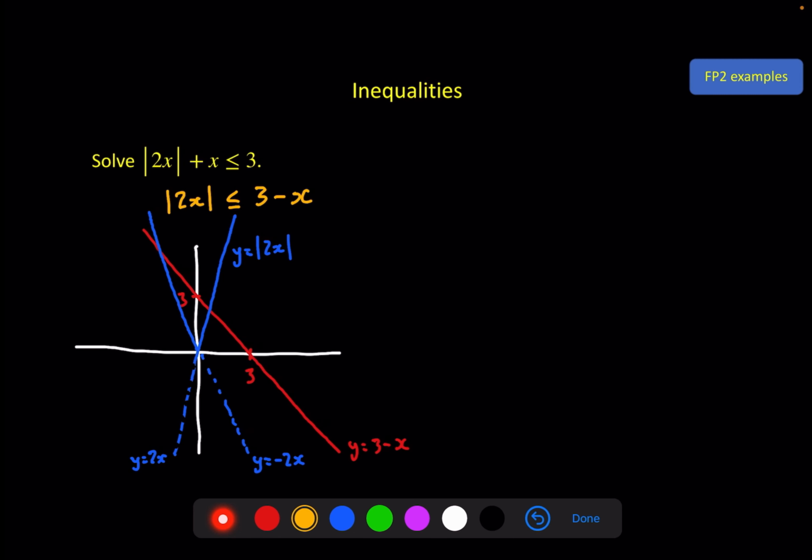We have 2 points of intersection, this one using the y equals 2x, and this one using y equals minus 2x. So when we're trying to solve modulus 2x is equal to 3 minus x, we're taking 2 bits. We're taking when this is positive and when this is negative.